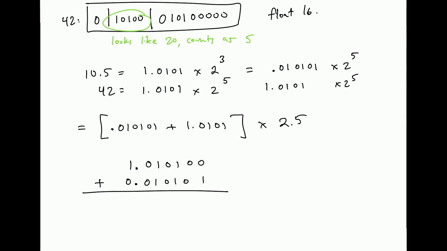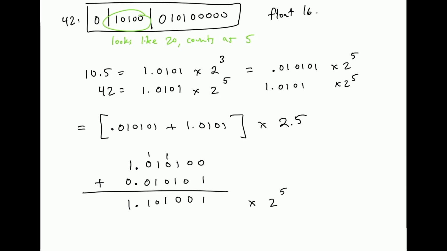Okay, so what's the sum here? Well, I get a 1 there and a 0 there, no big deal. I get a 0 here and a carry, a 1. A 0 here and a carry and a 1. The radix and a 1. Okay? And this whole thing is still times 2 to the 5th.